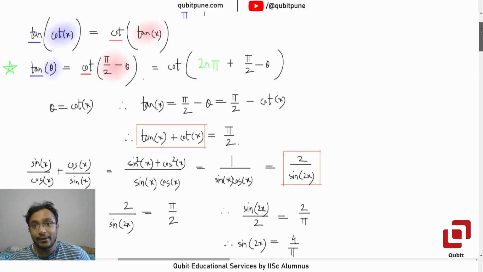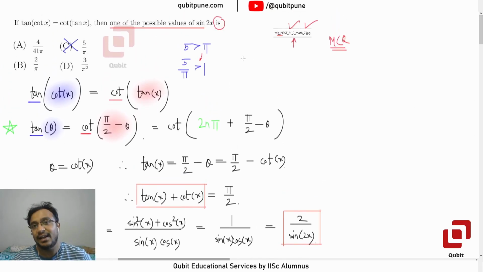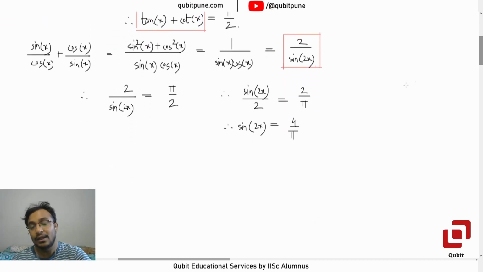Now let us go back to the fact that we stated that sine theta can never be greater than 1. Now like 5 is greater than pi, 4 is also greater than pi. So 4 by pi will be greater than 1, and that is not possible. So sine 2x equal to 4 by pi does not have any solution.